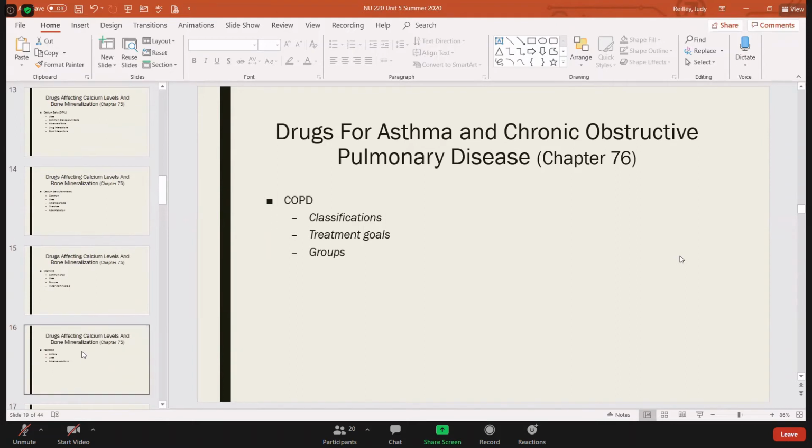As far as your classifications, you want to make sure that you reduce symptoms by improving the patient's health status and exercise tolerance. The overall goal is to reduce the risk and mortality by preventing progression of their COPD and by preventing and managing any exacerbations that they may have with COPD.